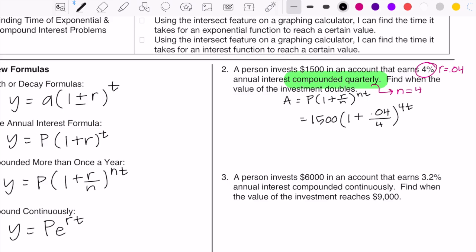And then it says find when the value of the investment doubles. So investment doubles. So what did it start at? It started at 1,500. So what is that going to be when it doubles? So when it doubles, just double 1,500, and that's going to be 3,000. Okay, everything is right there.